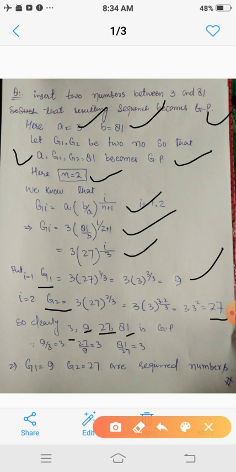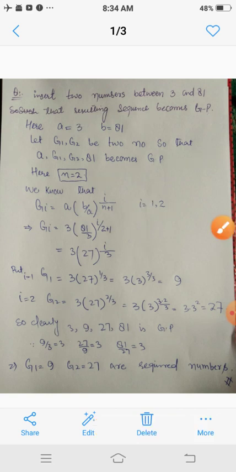So clearly this sequence 3, 9, 27, 81, where 9 and 27 are the two numbers which we are inserting and 81 is the last number, is a GP, because second by first, third by second, fourth by third, the ratio of these terms is 3. Hence g1 equals 9 and g2 equals 27 are the required numbers which we have to insert between 3 and 81 so that the resulting sequence becomes a GP.